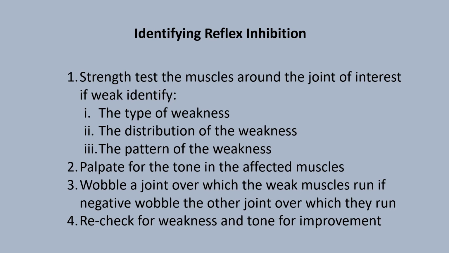You can then input proprioception by wobbling the putative joint, and if there is a partial or complete recovery, then you have confirmed the presence of reflex inhibition, and also have a prognosis on how well you're going to do rehabilitating it. If wobbling the joint doesn't improve things, then wobble the other joint over which the weak muscles pass. If neither improves the findings, then either the muscles are atrophied and unable to recover, or more likely, something else is causing the issue, and this may be a neuropathy. So look again at the distribution.